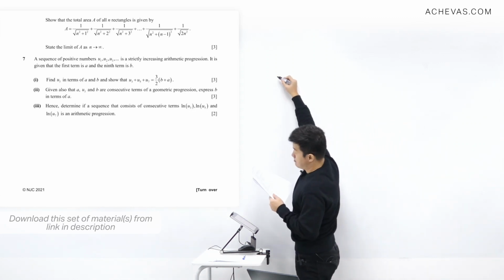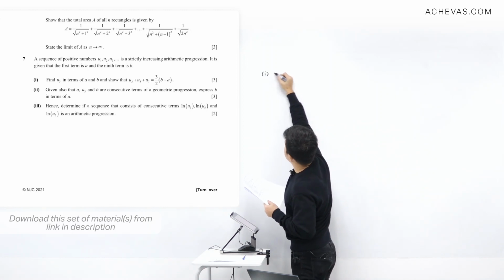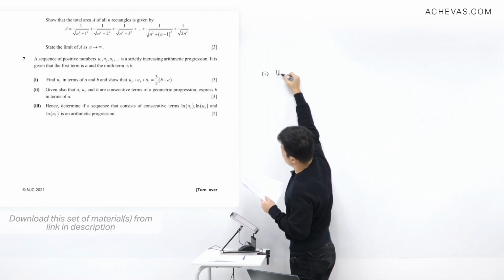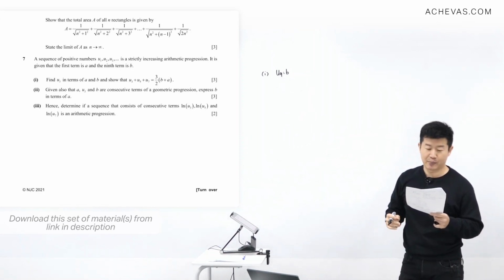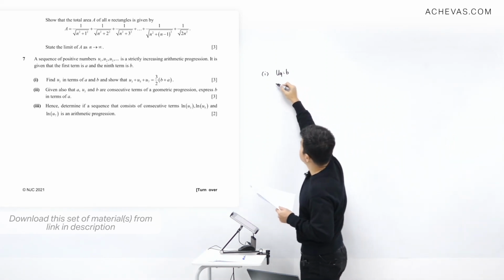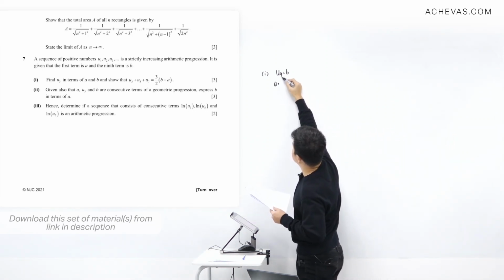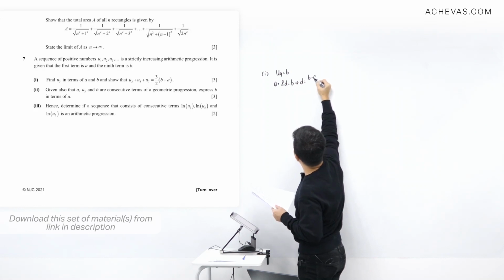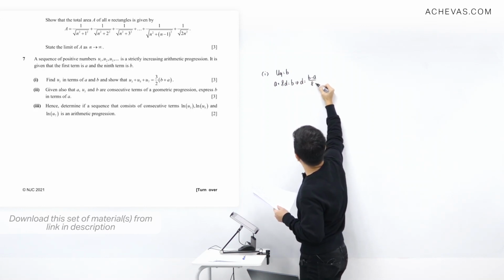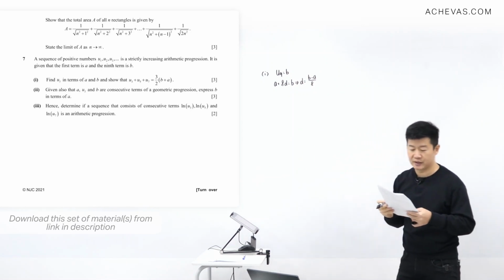So in part 1, the question tells me that u9 is equal to b. I'm going to assume that the common difference for this arithmetic progression is d. That means that the first term, a plus 9 minus 1, which is 8 times d, is equal to b. This tells me that d is going to be equal to (b minus a) over 8. Okay, d is going to be equal to this.